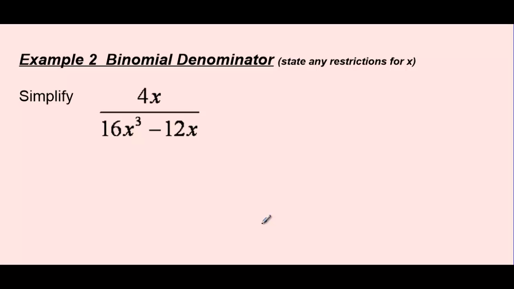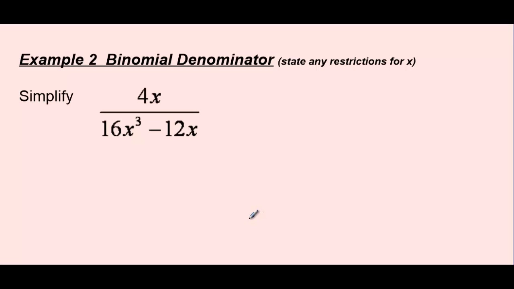Alright, now here's an example where we don't just have multiplication. We actually have some subtraction going on in the denominator. So we're still asked to simplify and then state any restrictions for x. Remember, for the restrictions we want to figure out what values of x would cause the denominator to equal 0. And we'll get to that towards the end of the question. But first we need to simplify this rational expression.